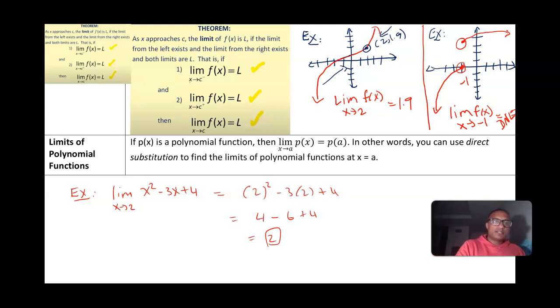Now let's get into some details: limits of polynomial functions. If p of x is a polynomial function, then you can just use direct substitution to find the limit. A polynomial function is something like x squared minus 3x plus 4, where all the exponents are integers, we have no negatives, and we have no fractions for exponents. For example, if I want to find the limit as x approaches 2 of x squared minus 3x plus 4, I simply do direct substitution, plug in 2, and I get a limit of 2. Polynomial functions are continuous, so from both sides they approach the same value, and that value is what you get when you plug the x value into your function.